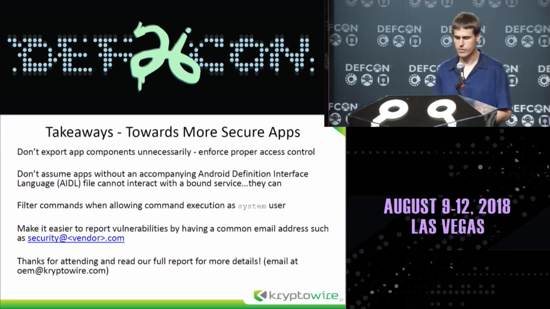From the responsible disclosure process, all of these vulnerabilities were responsibly disclosed, although sometimes it's difficult to find exactly who to talk to, who's going to escalate it quickly. So if there was a common email address to send to, that would facilitate things. And also, we have a report. If you're interested, send us an email. Does anybody have any questions?